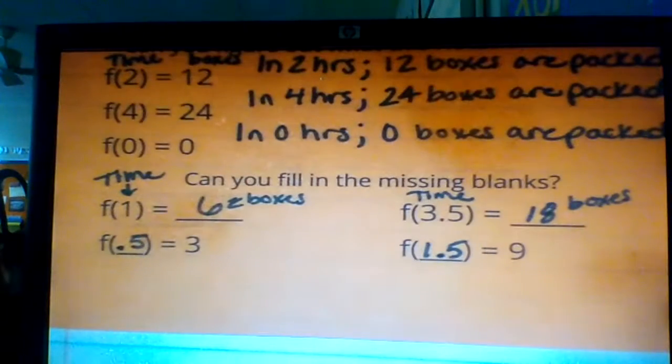So function notation is pretty easy, right? Especially if you get to read it from a graph. That's super easy. That's my favorite part.